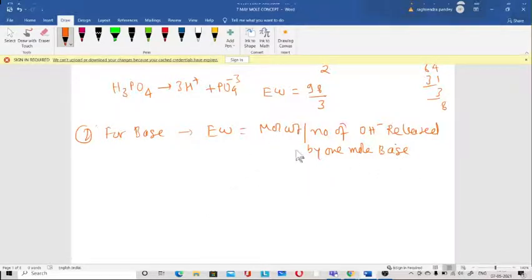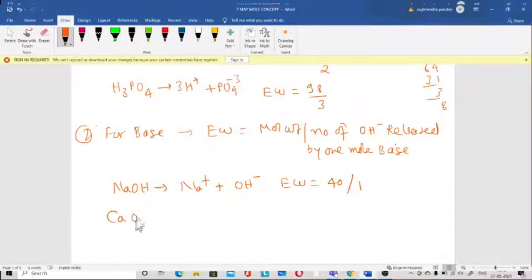Now, for example, if we take NaOH, NaOH releases only 1 mole of hydroxyl ion. So the equivalent weight is equal to 40 divided by 1.